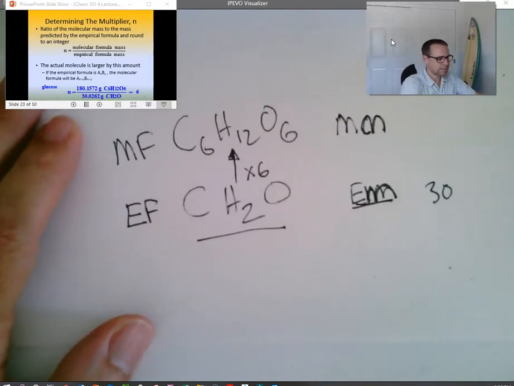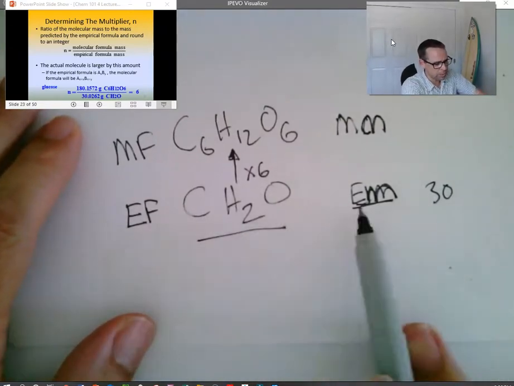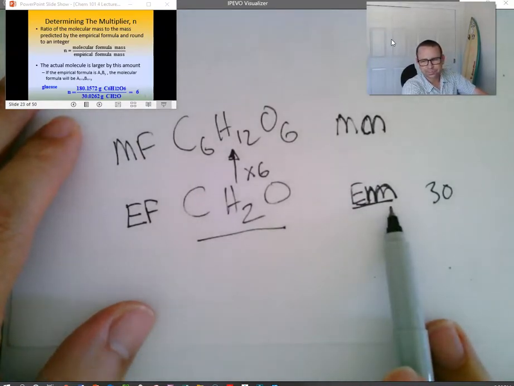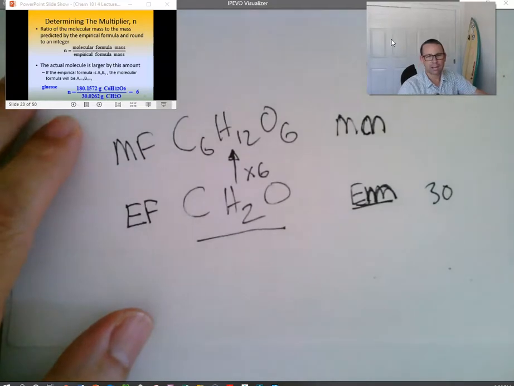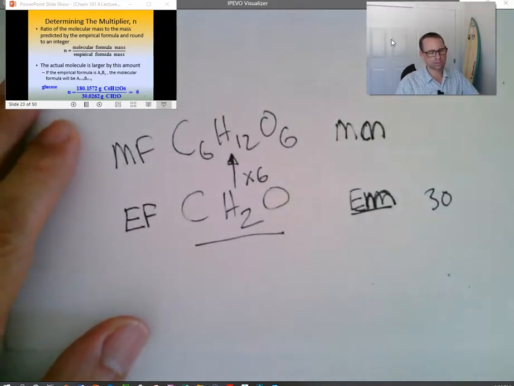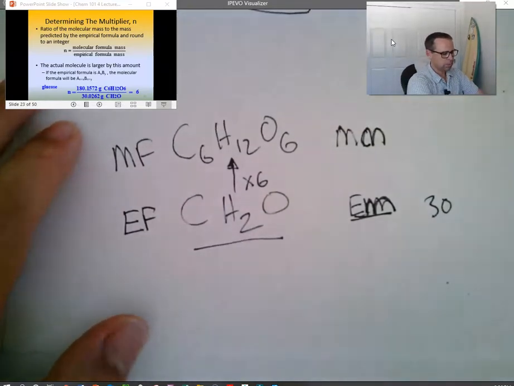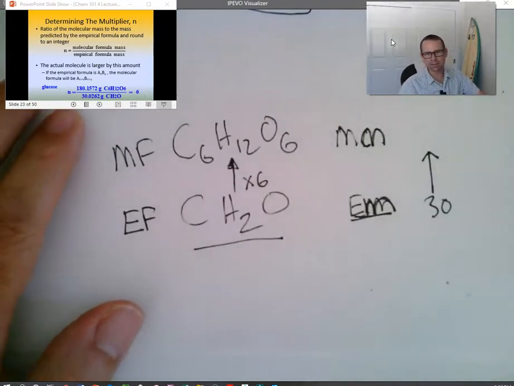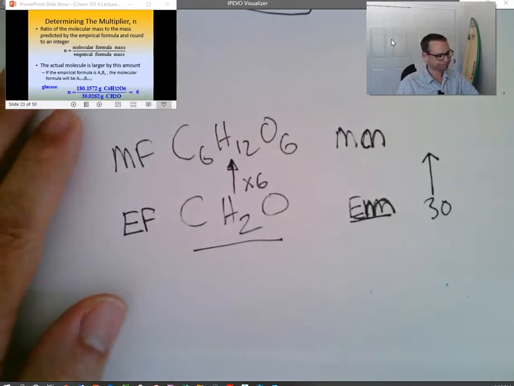That's the mass of this empirical formula, and we call it, what does EM stand for? Empirical mass? Empirical mass, that's right. We call it the empirical mass. Very good. Now, what do you think the molecular mass is? Any ideas?